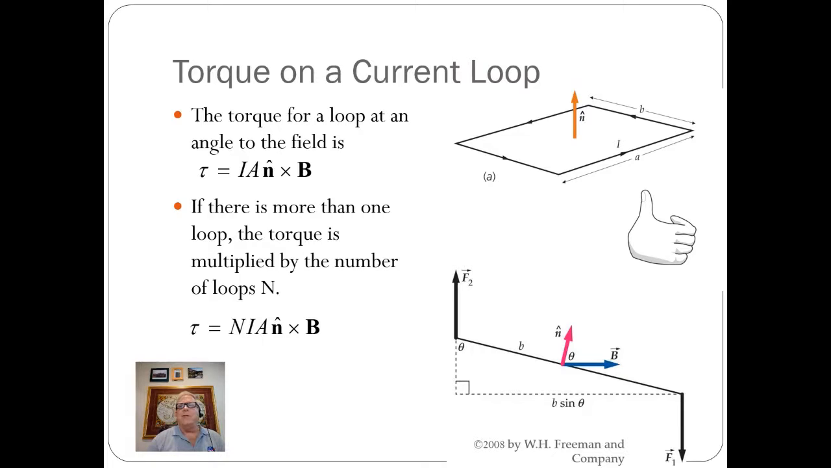So the general formula for the torque experienced by a current carrying loop or loops in a magnetic field is the number of loops times the current of each loop times the area of the loop crossed into the magnetic field.